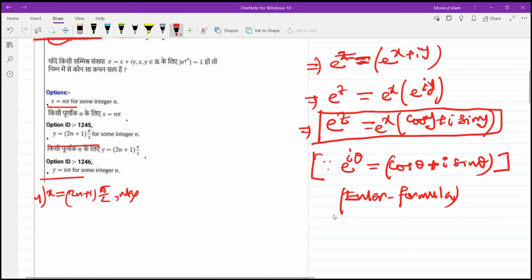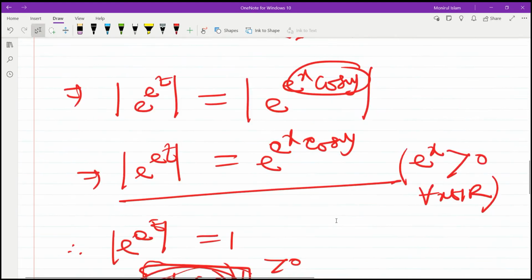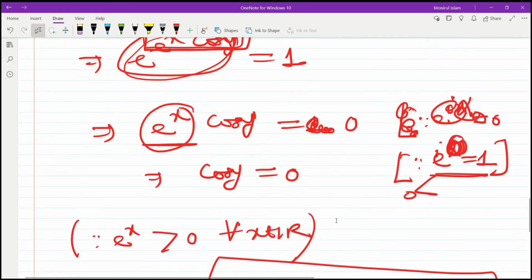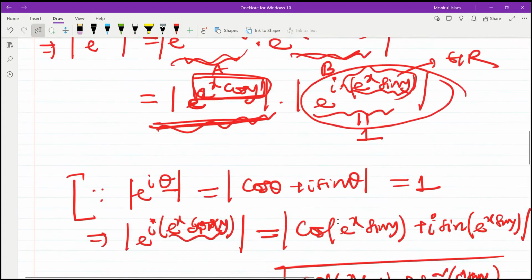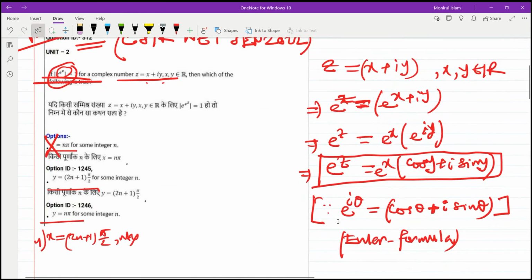See, x being n pi is not possible, because if x is n pi, if you put it in this equation, then it is non-zero. It does not affect. So y will be (2n plus 1) pi by 2. This option is correct. Y is not n pi. So the correct option will be 2. Option 2 is correct.